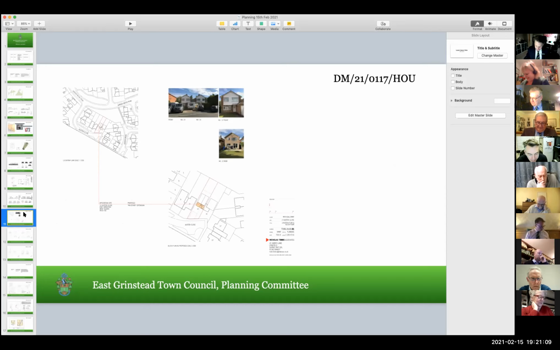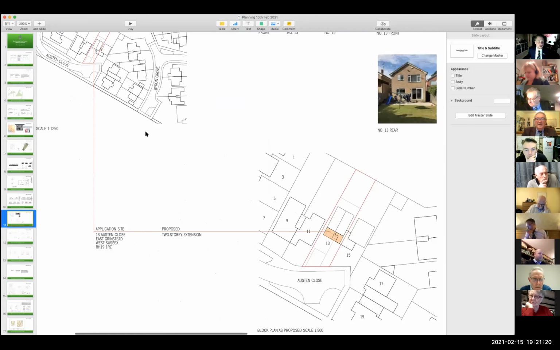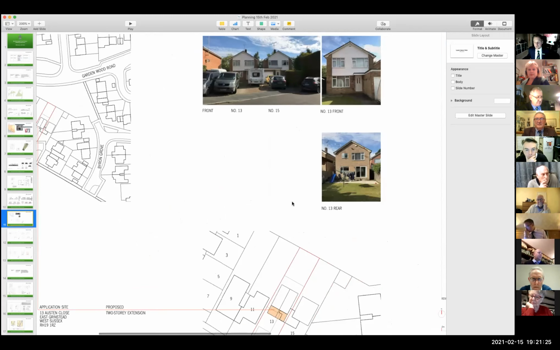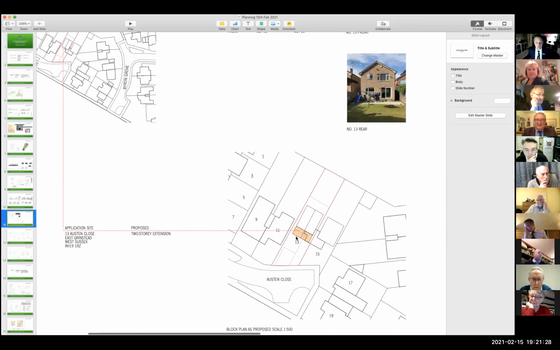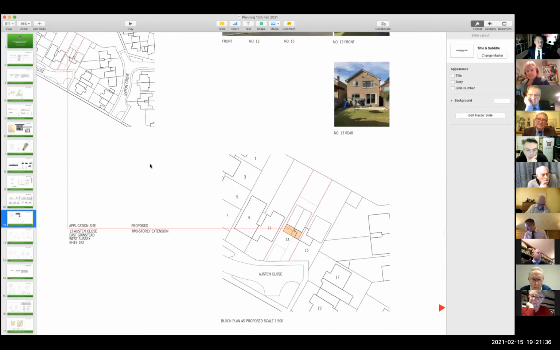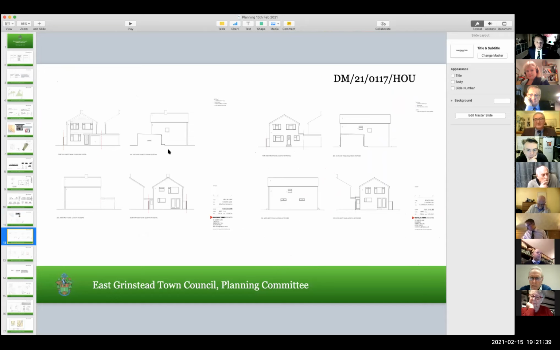Sorry, forgive me. 13 Austin Close is a 2-storey front extension and conversion of integral garage into habitable accommodation. Here it is on Austin Close. This is the actual property here. They supplied their own photographs. And this is the proposed extension to the rear, sorry, I don't know what I'm doing today. And this quite clearly shows the increased size in line with the garage.